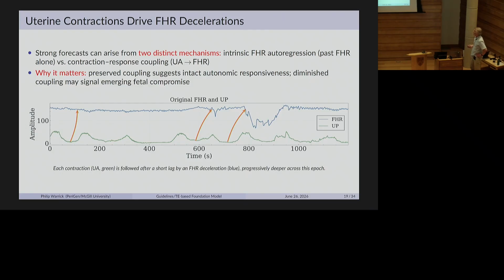We have two mechanisms in the forecast. One is intrinsic to the FHR through autoregression, which you can get the baseline predicting from previous baseline, but you get a lot more information about decelerations if you know that you're in a contraction.